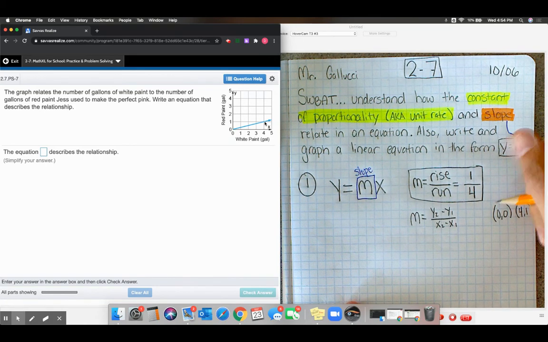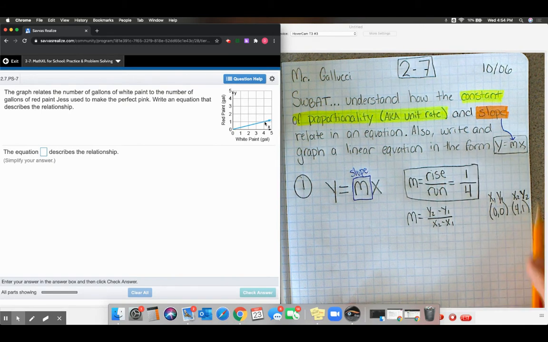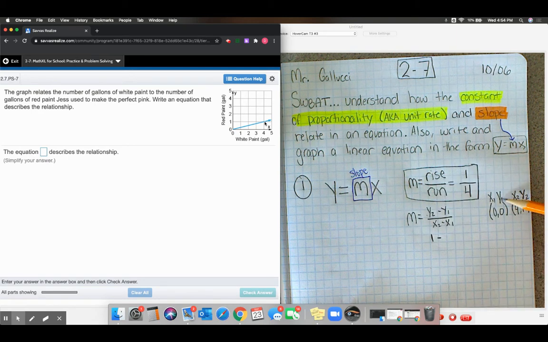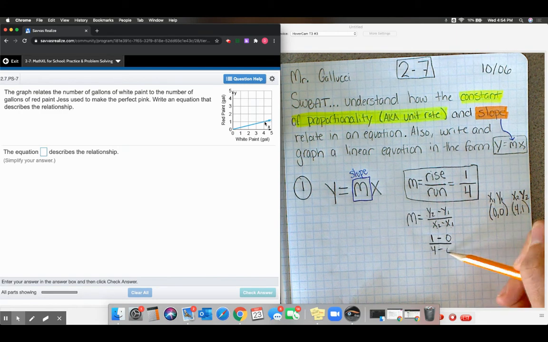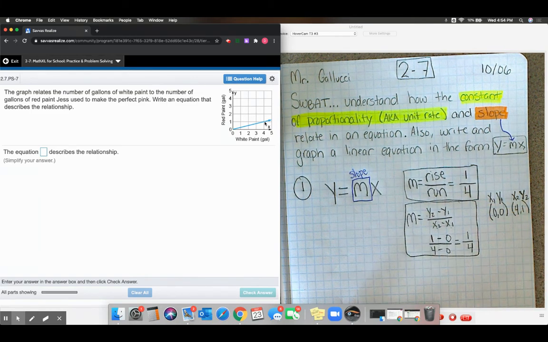Remember from last week. First x I see, x1. First y I see, y1. Second x, x2. Second y, y2. And then just plug them in. Y2 is the number 1. Y1 is 0. X2, 4. X1, 0. Do some subtraction, and look at that. We can use both ways, and we get the same slope, 1/4.